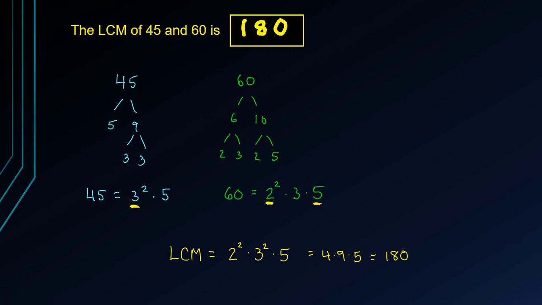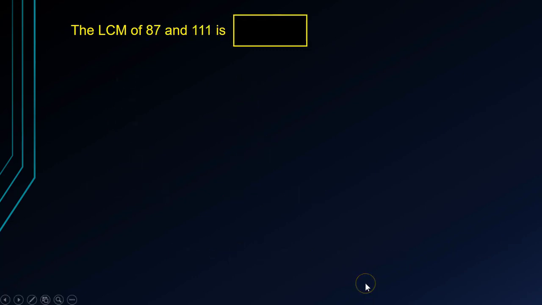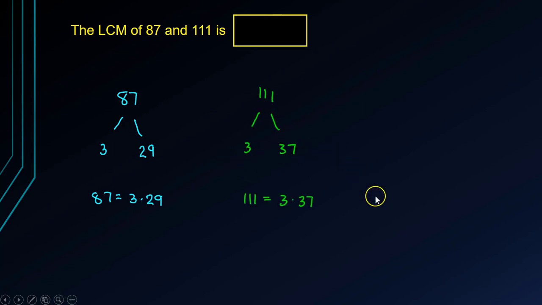On to the next one. Again, I'm going to start with the prime factorizations. 87 is 3 times 29. 111 is 3 times 37. And 3, 29, and 37 are prime numbers. So now I'm going to look at these two numbers and see what I need to do to come up with the least common multiple. They both have a 3, so 3 to the first power is going to be part of it. This one has a 29, so 29 is going to be part of the LCM. This one has a 37, and that's going to be part of the LCM. So when I multiply those numbers together, I get 3219.